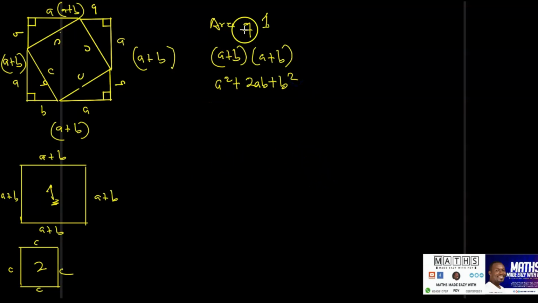Okay. Then we go to the area of the second one, which is found here. So that is going to give us the area of square 2, which is C squared. I hope it makes sense. But how do we connect this?